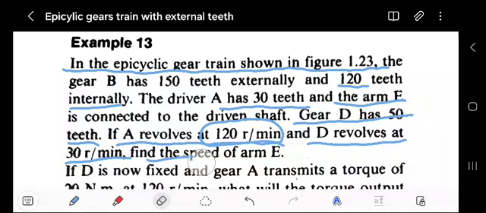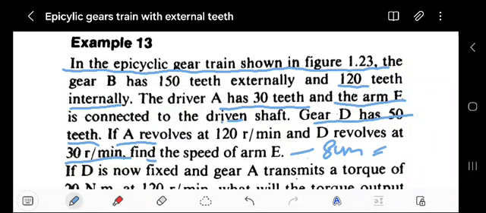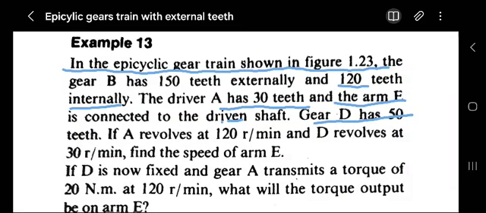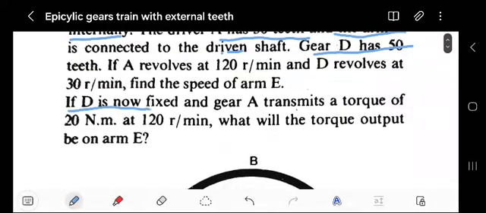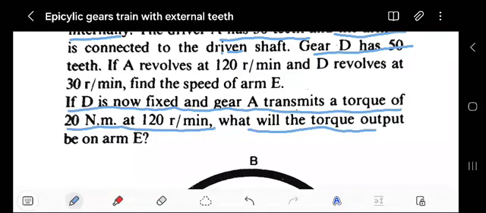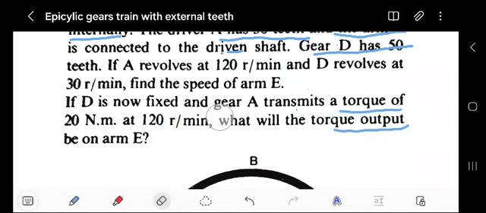And then the arm obviously is connected to the sun gear. If we find the speed of the sun gear, it is equal to the speed of the arm, because it's connected. They'll have the same speed. Now, if D is fixed and gear A transmits the torque, what will be the torque output on the arm E? Okay, let us see how we can attack this question, guys.